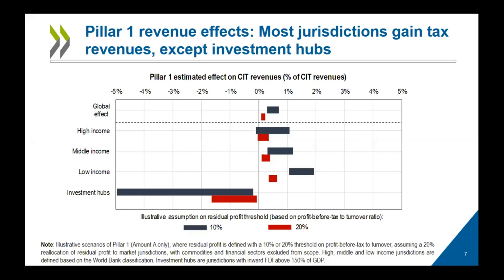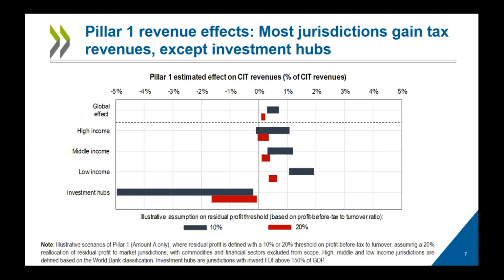They are those that do not gain in revenue as a result of the introduction of Pillar 1. Now, the scope of residual profits at this point did not take into account the more narrow focus of automated digital services and consumer-facing businesses.